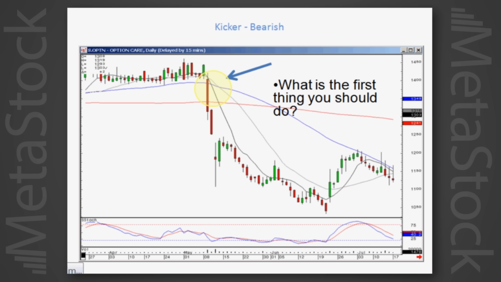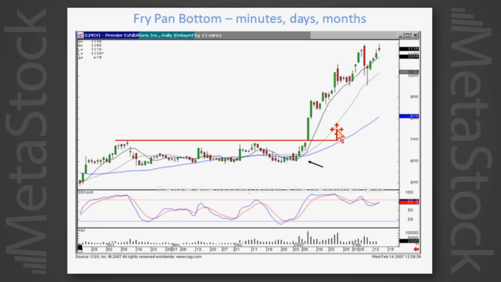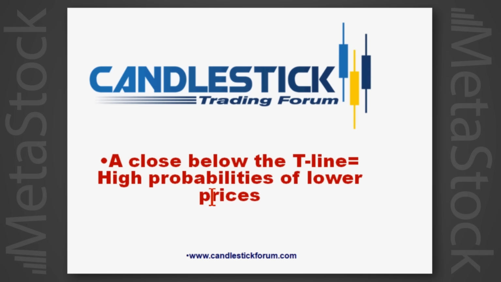So if we can see the signals, and we can also see patterns, there's our fry pan bottom. We just went through a whole process saying we're looking for buy signals that are in the oversold area, but a pattern is different. When they break out of a pattern, it's usually going to be when the stochastics are in the overbought condition. And what do we expect coming out of a fry pan bottom? Very strong price move. So again, a close below the T-line equals high probability of lower prices.